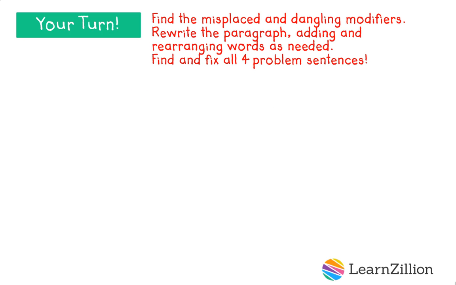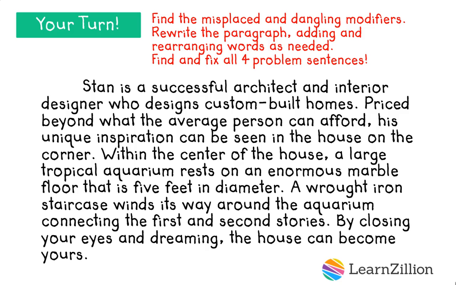Now you are ready to tackle revising a complete paragraph that contains both misplaced and dangling modifiers. This paragraph contains 4 problem sentences that need to be fixed. Rewrite the paragraph on your practice sheet. Feel free to add words and rearrange words in the sentences to achieve clear meaning. Now select pause. When you have completed this exercise, you can hit play again.